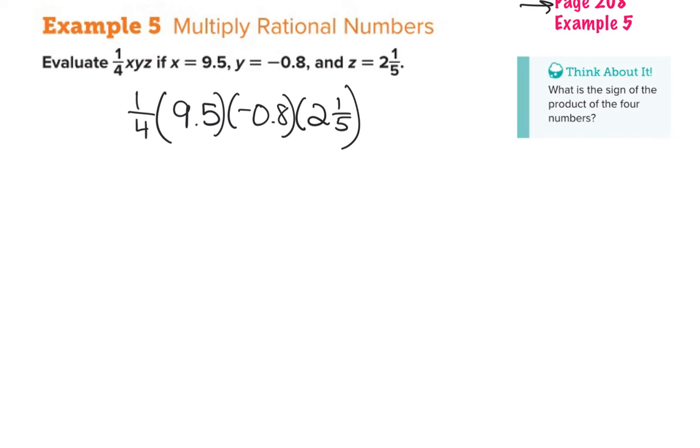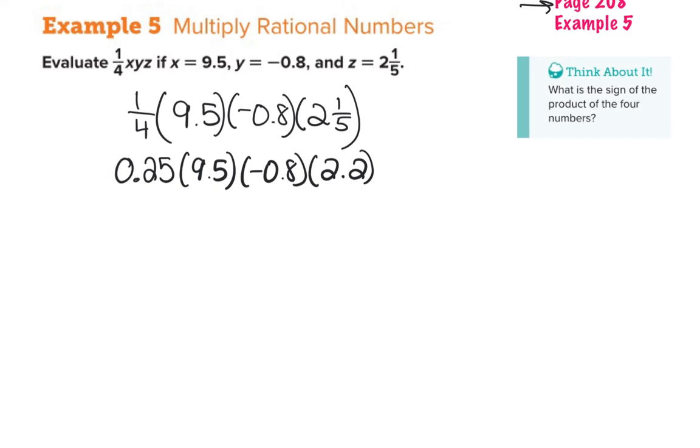All right, now since I've done so many that were in fraction form, I'm actually going to tackle this one as decimals. And it would be up to you which way you did it when it was your turn. So I've got to turn each of my fractions into decimals. I've got 0.25, 9.5, -0.8, and 2.2. All right, when you're multiplying, you're only really doing 2 numbers at a time.